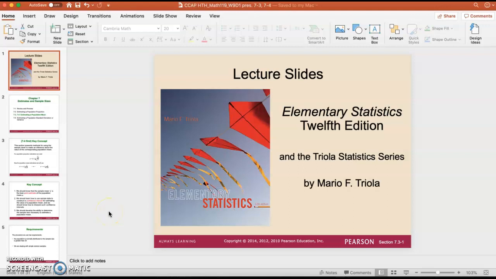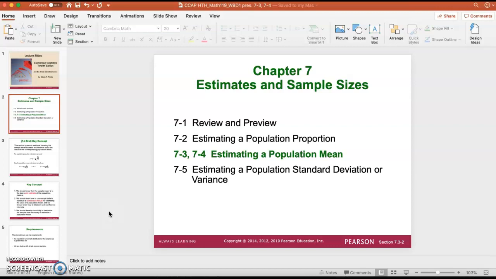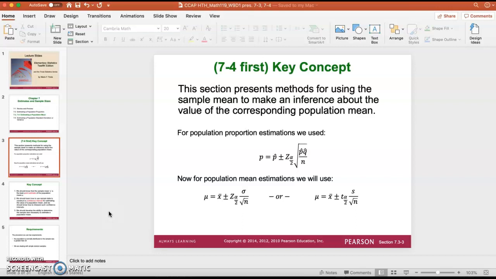All right, hello. So I'm going to talk over these adapted slides here again from a later edition of our textbook for sections 7-3 and 7-4 about estimating a population mean. These slides will combine ideas from both of those sections. We're going to start actually with ideas from section 7-4.